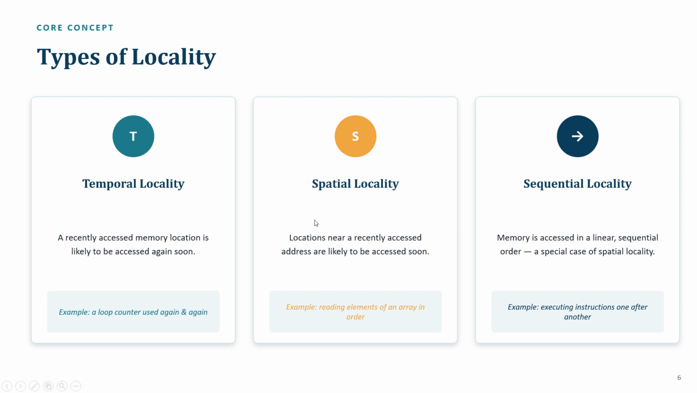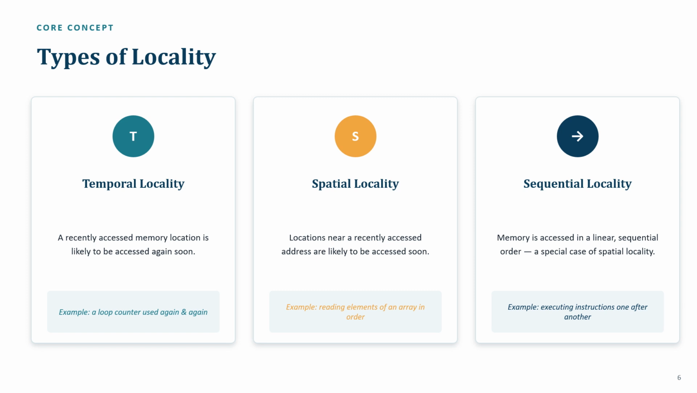Second is spatial locality. Spatial means related to space. This means that if a program accesses one memory address, it is likely to access nearby addresses very soon. The classic example is reading an array. Third is sequential locality. Sequential locality is actually a special, stricter case of spatial locality, where memory is accessed in a straight, linear order. The best example is your own program instructions. The CPU fetches instruction 1, then instruction 2, then instruction 3.